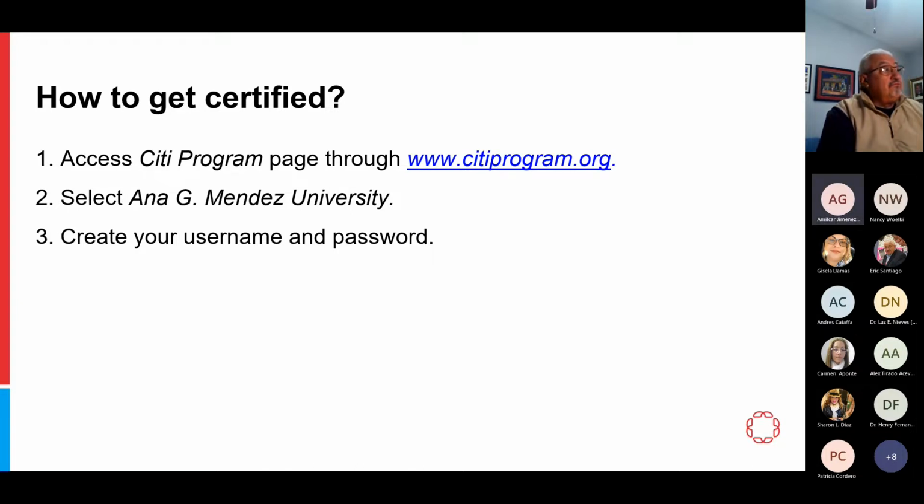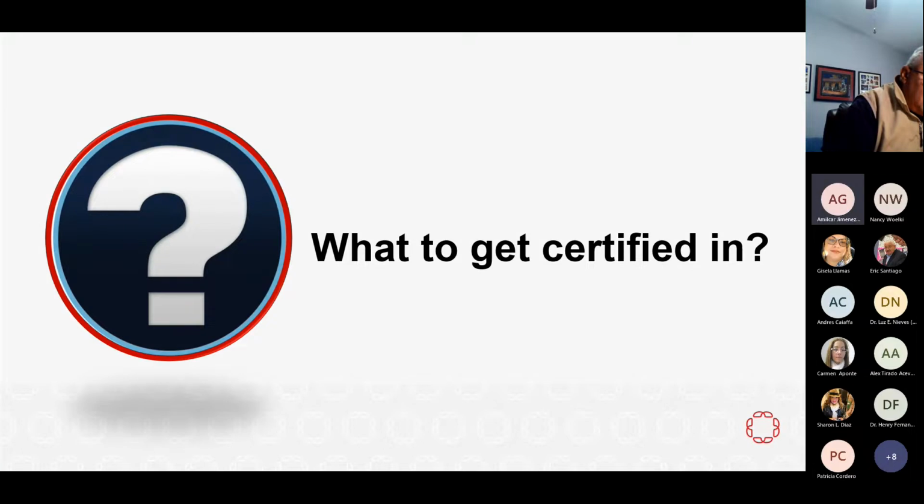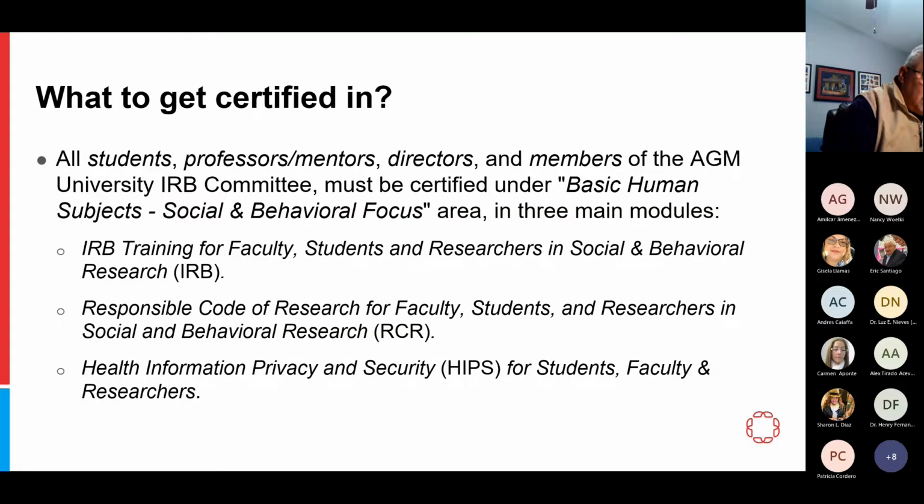So I will encourage you to do that. The reason is because we need specifically for you to be certified in one area. What to get certified in? Every student, professor, director, or any member of the Ana G. Mendez University IRB committee must be certified, and this is key, under the basic human subjects, social and behavioral focus.